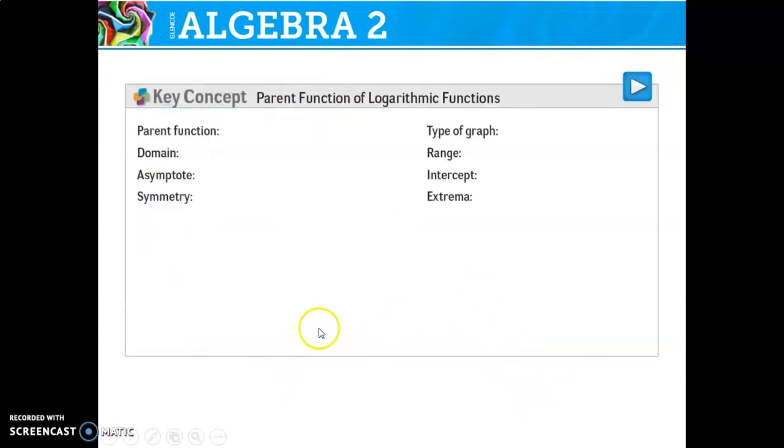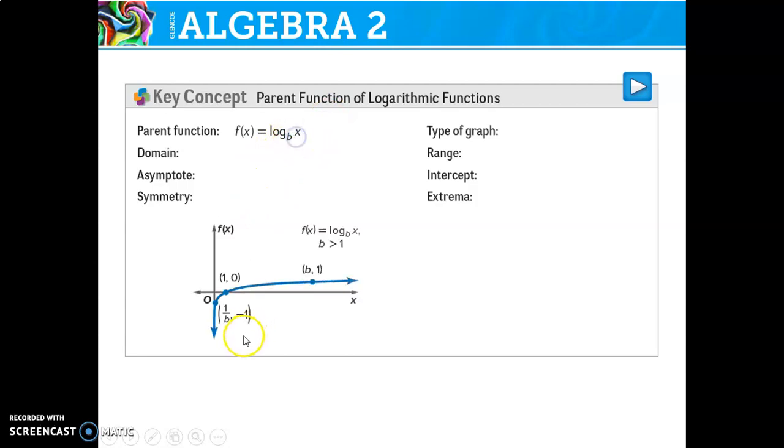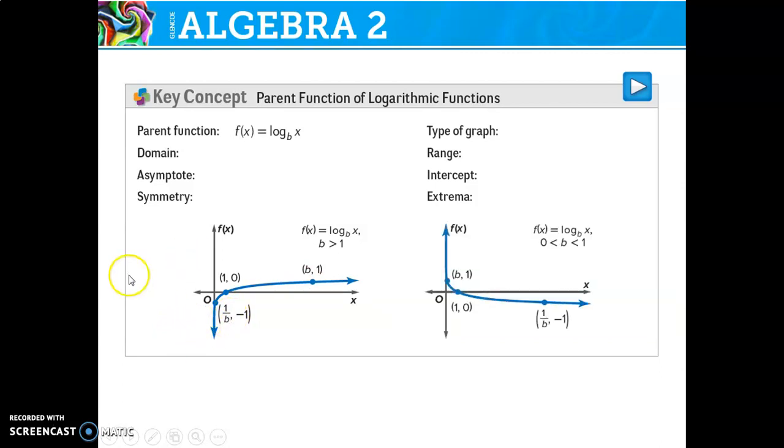Okay, now we're going to turn our attention to the graphs of logarithmic functions. The parent function would just be log with any base of x, and this is what it's generally going to look like. It's always going to go through the point (1, 0), because log of 1 is 0. It's always going to go through (b, 1), because the log of this base is going to be 1, and (1/b, -1). The domain, and there's a difference if the base happens to be less than 1, but this is a continuous one-to-one graph.